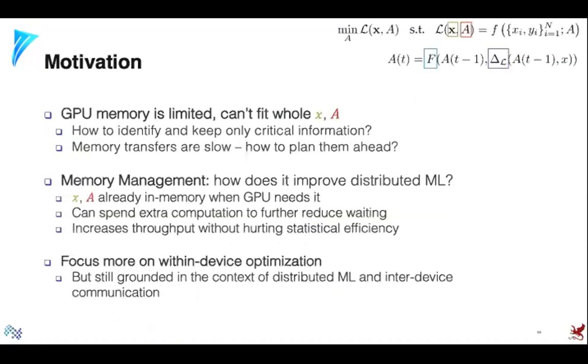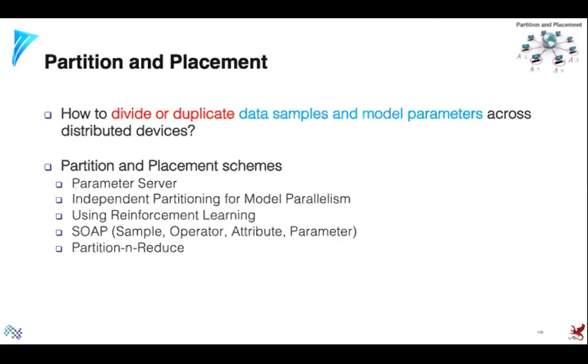So we want to focus on optimizing computation and memory accesses within each device here. This is grounded in the context of how these operations have an interplay with the distributed or network communication. Noting that GPU memory can't fit larger models fully, you have to plan the memory transfers ahead of time, or you have to employ some creative solutions like spending extra computation to reduce the memory transfers. Ultimately, the goal is to improve throughput without affecting or hurting statistical efficiency. So most memory management systems try not to hurt statistical efficiency where possible.